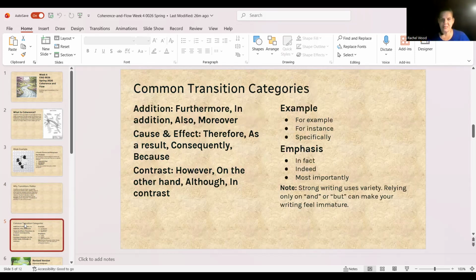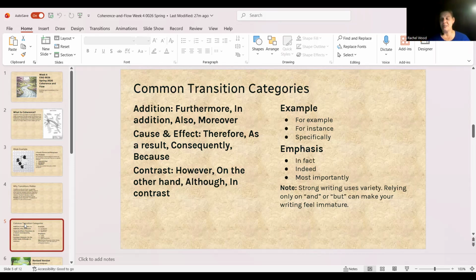So, with that being said, transitioning into the next slide, I have the categories put together for you. These are common transition categories. So, when you're talking about addition, you're going to use words like furthermore, in addition, also, moreover, additionally. That's the most common one. When you're talking about cause and effect, you can also use the word therefore. You can use as a result. You can use the word consequently. And oftentimes you can use the word because. One rule of thumb when you are writing, you never want to start a sentence with the word because.